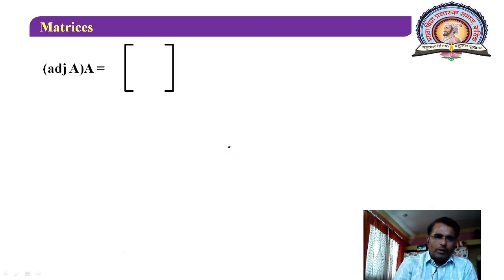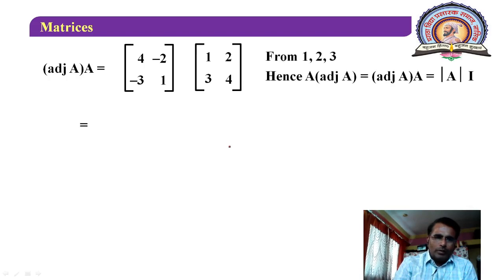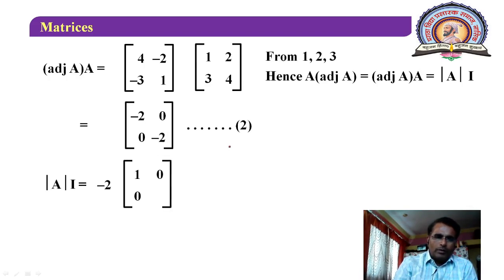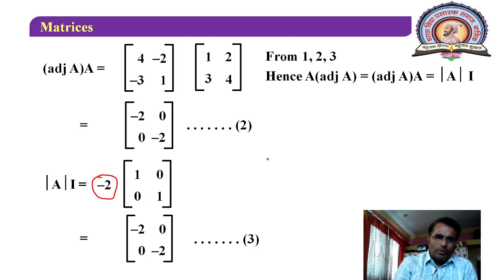Similarly adjoint A into A is also coming the same, that is you have to consider minus 2, 0, 0, minus 2. Okay, so determinant A into I, determinant was minus 2. Am I right or not? Determinant is minus 2, and minus 2 into I is 1, 0, 0, 1, so it is also minus 2, 0, 0, minus 2. So you will observe that A into adjoint A is equal to adjoint A into A is equal to determinant A into I.